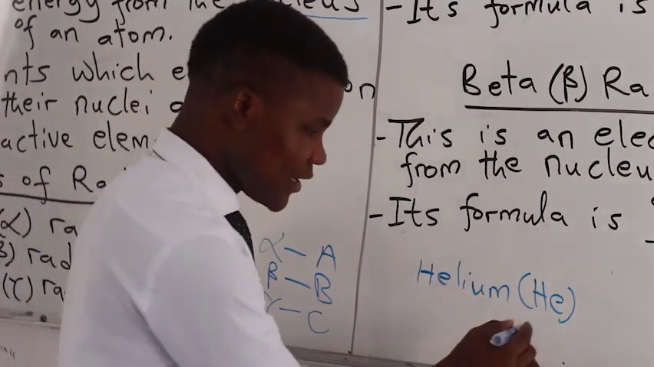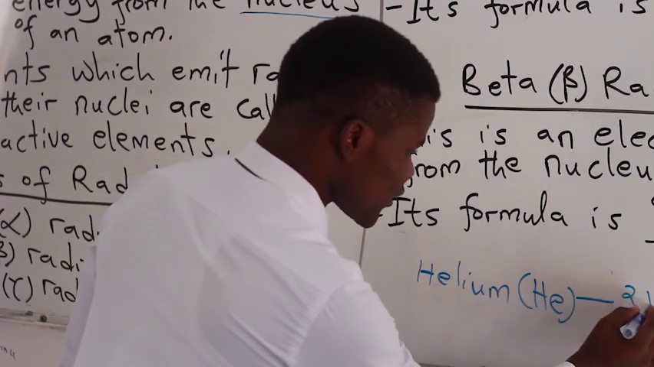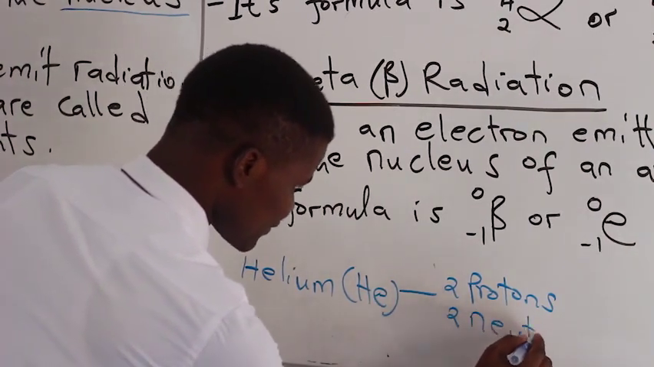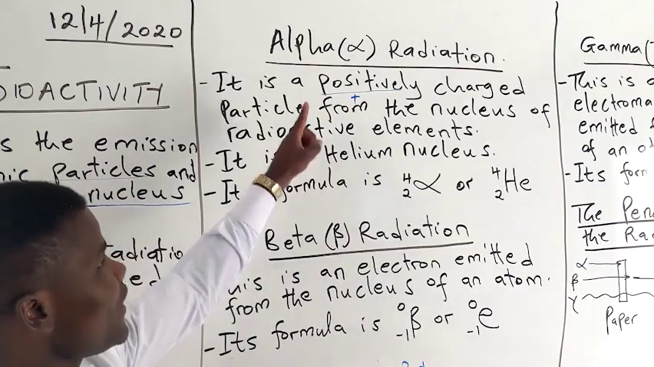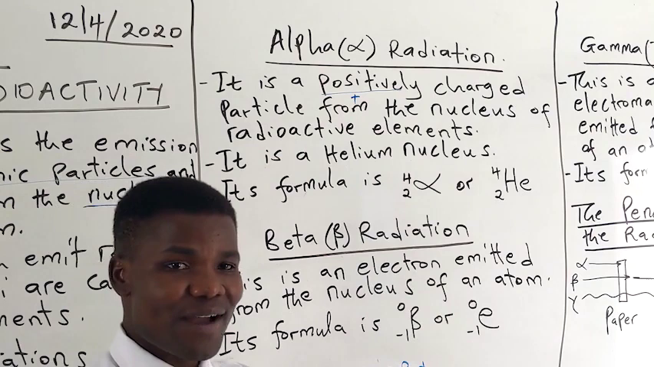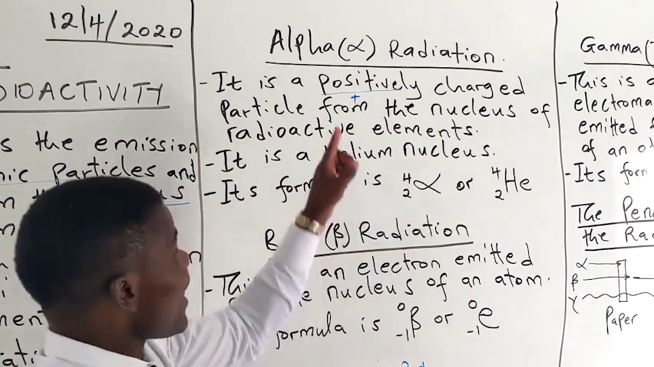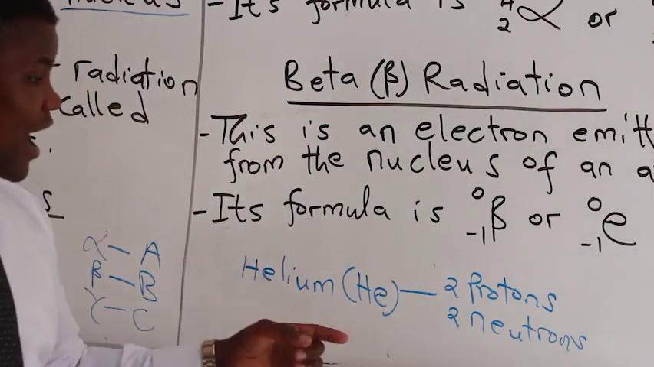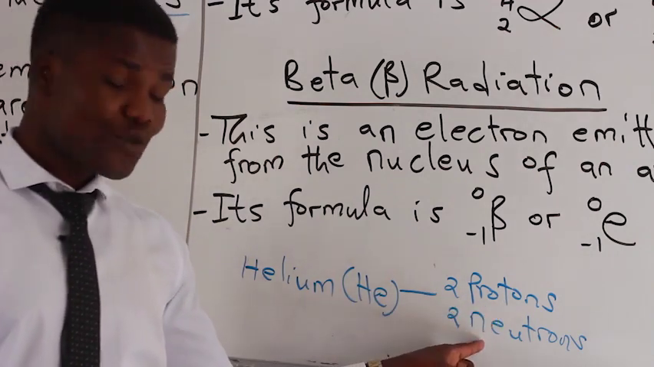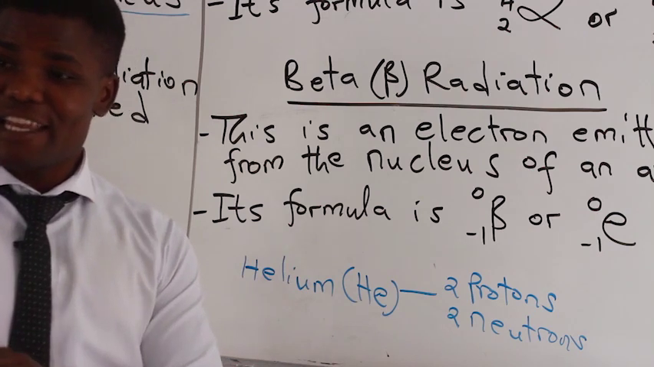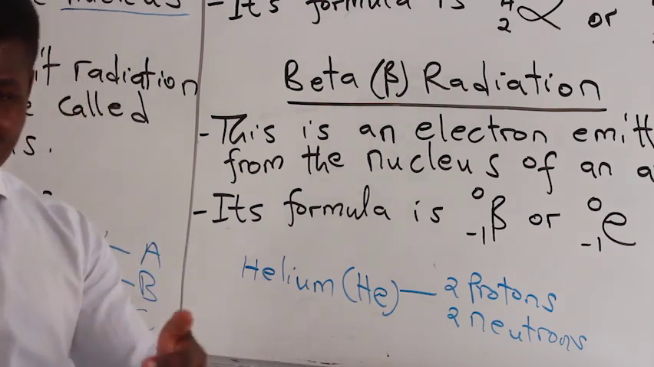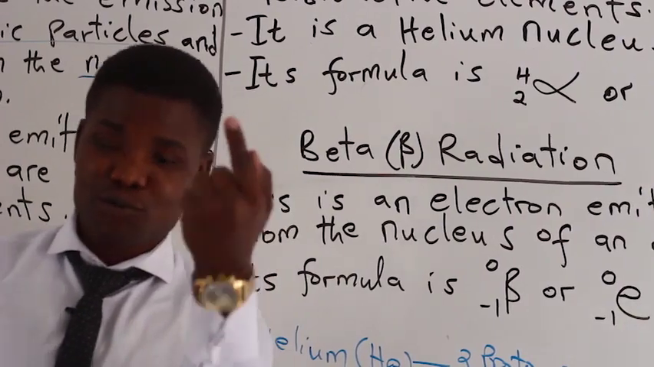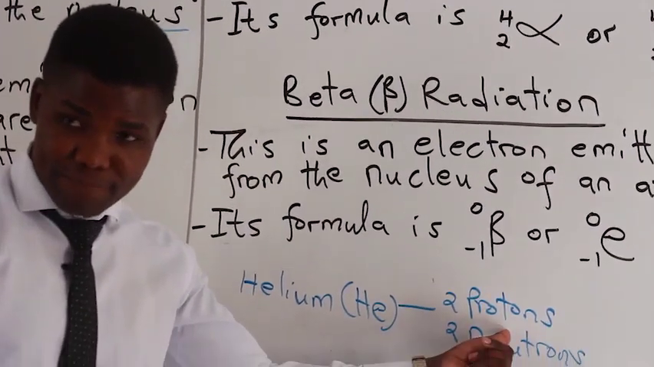With that formula, helium has got two protons and two neutrons. So if we say that alpha radiation is a helium atom, then we mean that alpha radiation or alpha emission or alpha particle also has got two protons and two neutrons, and therefore it does not have any electron. And that tells you that if an alpha particle becomes an ion, then its ion will have a positive 2 because of the two protons here.